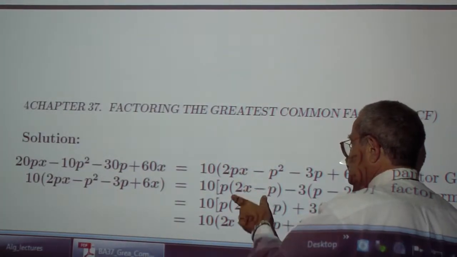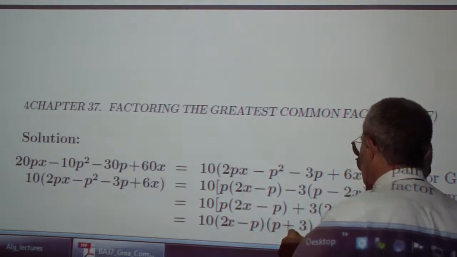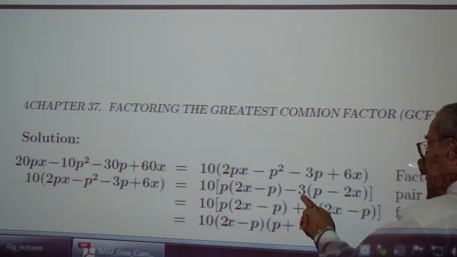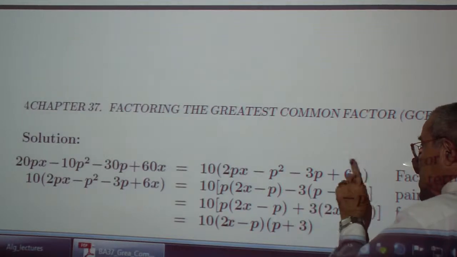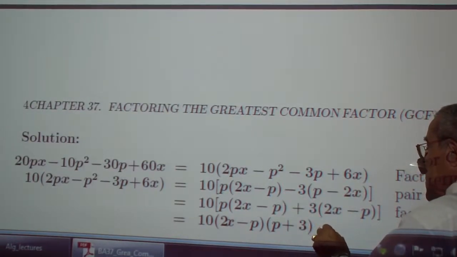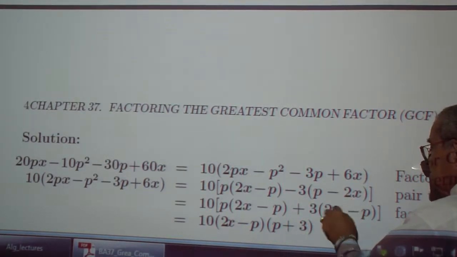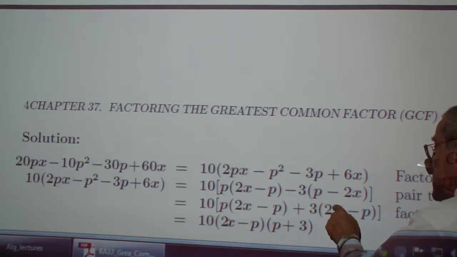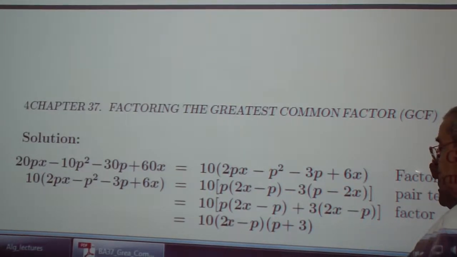You pair the first 2, you get a common factor of p. You pair these 2, you get a common factor of 3. Now when you factor out negative 3, this is positive, this is negative, because a negative number times a negative number is a positive number.